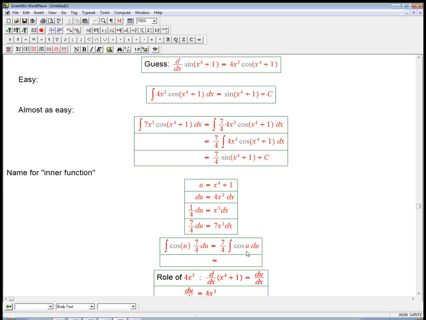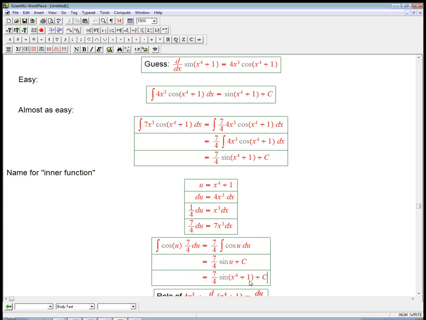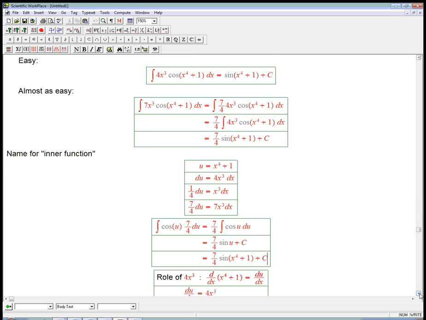Cosine, it's just the antiderivative of cosine. So that's going to be 7/4 sine u plus c. Cool. And then the only thing we have to do at the end is to realize, hey, we made this abbreviation. This substitution, u equals x to the fourth plus 1, was designed to try to get that complexity out of there. We just have to be honest and put it back in at the end. Okay, so that's kind of why the method works, it's a very slick method for emulating the guess and check here.